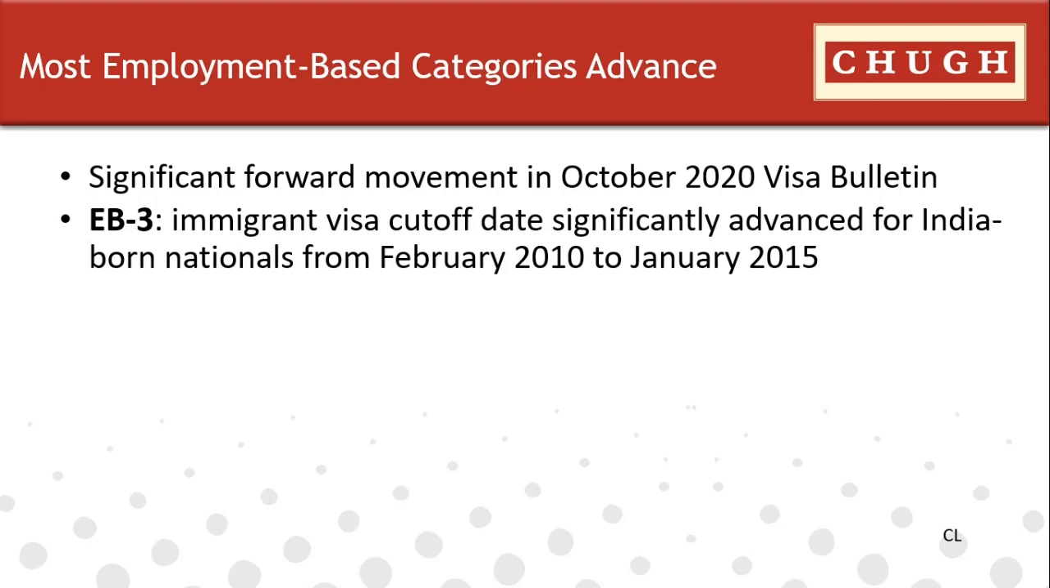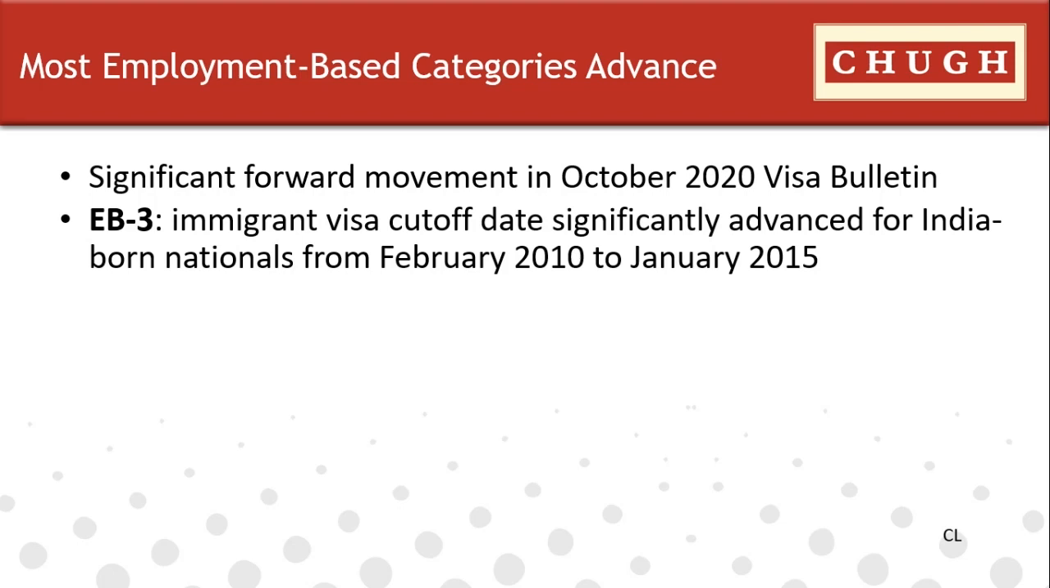Now, as Mr. Chugh said, two things of significance have occurred in the month of October. First, in this month of October, USCIS states we can actually use Table B, Dates for Filing of Employment-Based Visa Applications, which is rare, because most of the time they want us to use Table A. Second, in the October 2020 Visa Bulletin, there has been a significant advancement of employment-based categories.